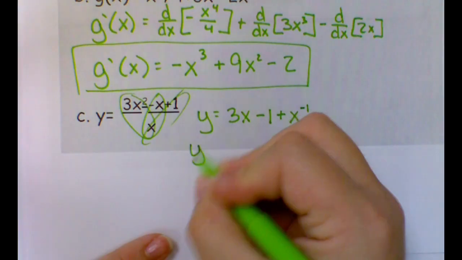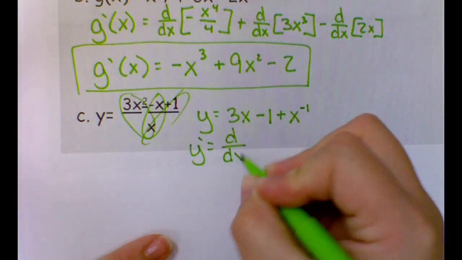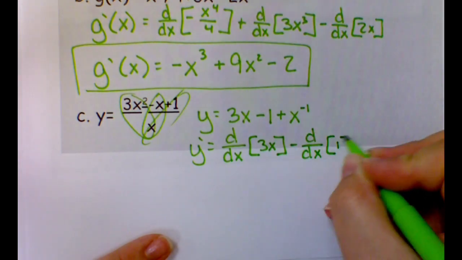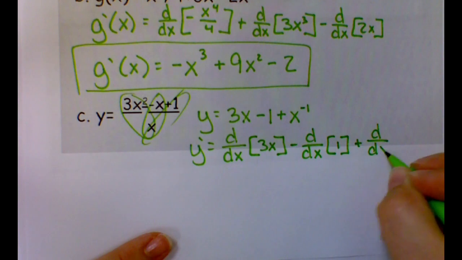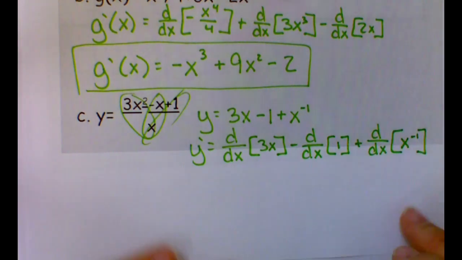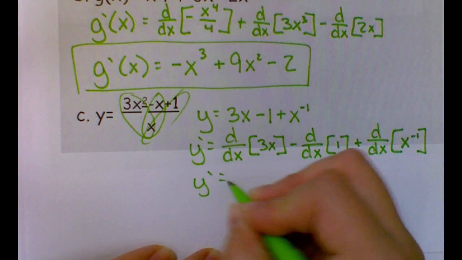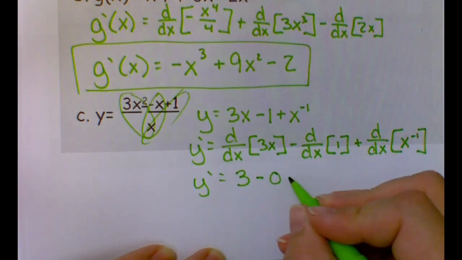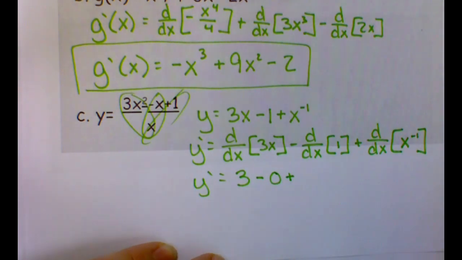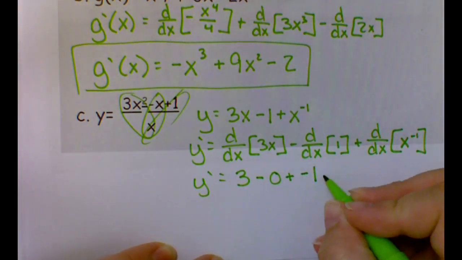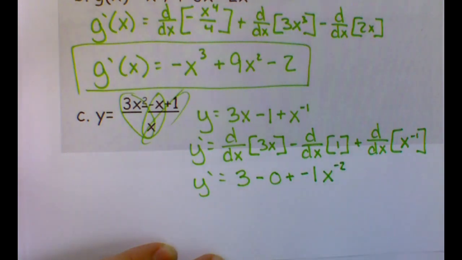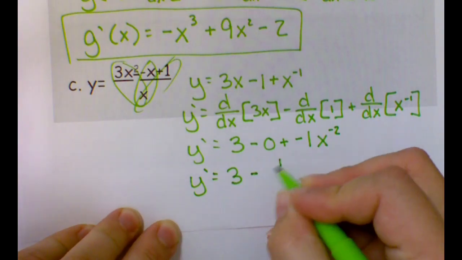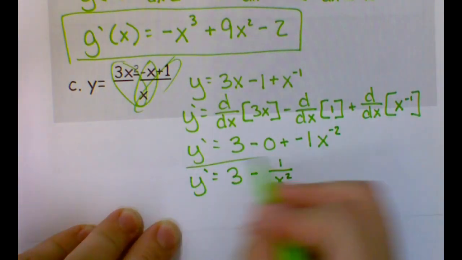Now I can find my derivative, y prime, by taking the derivative with respect to x of 3x minus the derivative with respect to x of 1 plus the derivative with respect to x of x to the negative first power. So the derivative with respect to x of 3x is 3, minus the derivative with respect to x of 1 is 0, plus the derivative with respect to x of x to the negative first power. Bring down my exponent, negative 1, and subtract 1 from the exponent. So when I rewrite this a little neater, I'll get y prime equals 3 minus 1 over x squared. And there is my derivative.